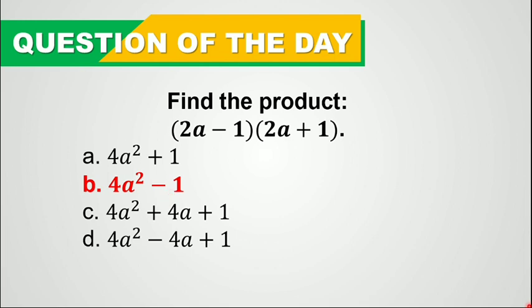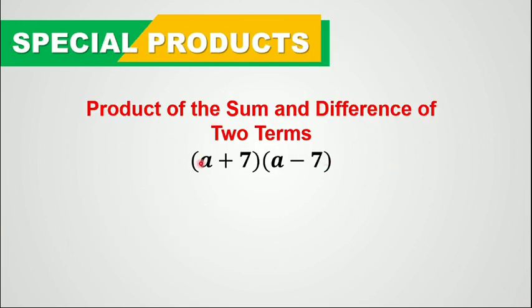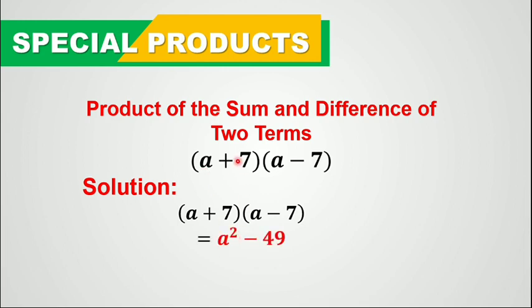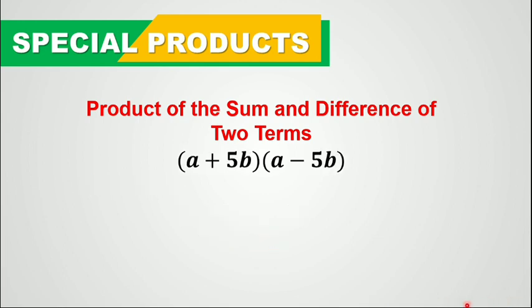So let's have more examples. Let's find the product of these two terms. Again, we just have to square the first term. So a squared, that's a squared. 7 squared, that's 49. So therefore, the correct answer is a squared minus 49. What about this? A plus 5b times a minus 5b. Again, they have the same first terms and the same second terms, and they only differ in their operations. This is plus and this is minus.